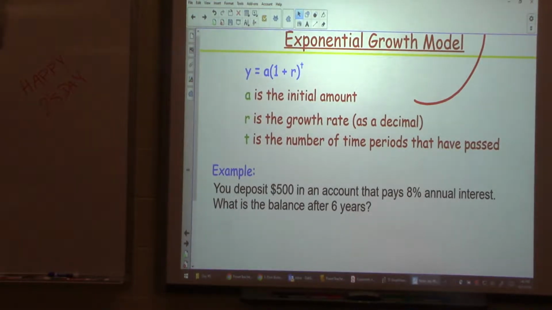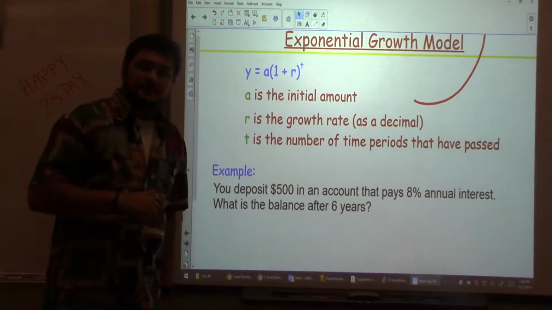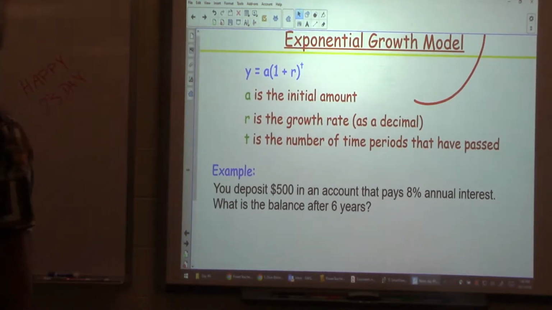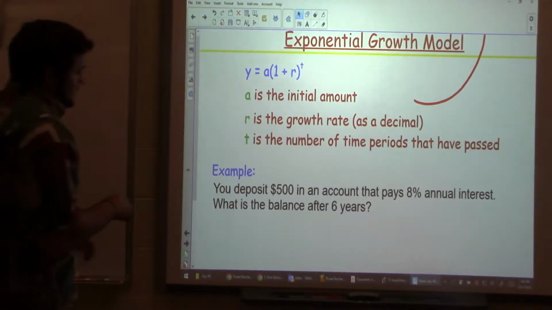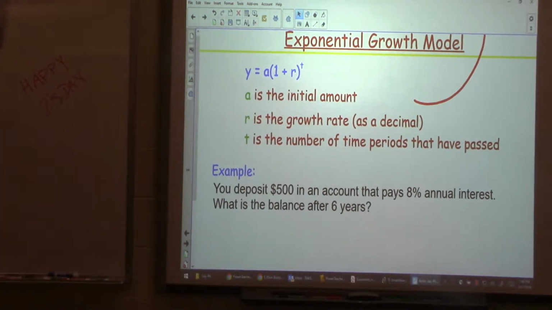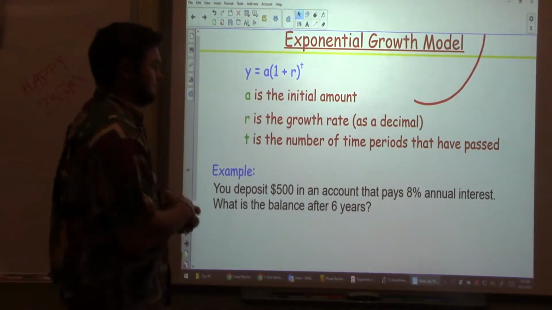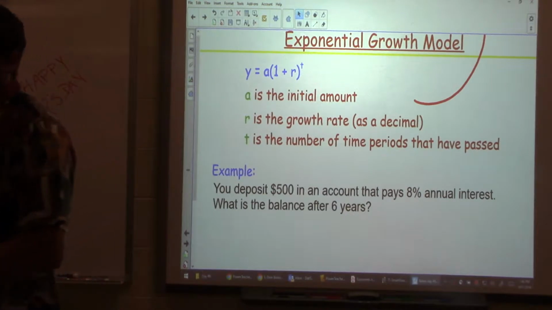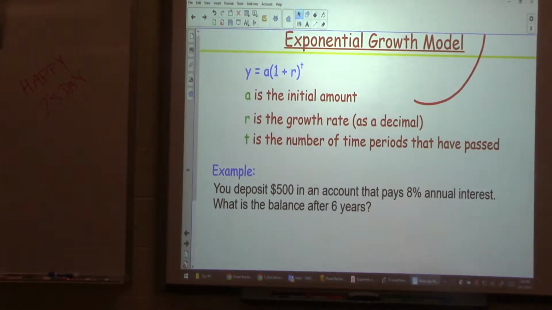If we're talking about putting money in a bank and seeing how much it grows, A is our initial amount that we put in there. R is our growth rate. Now we're going to use decimals, because if you put percents in, it's going to get really big really fast. So we're using decimals when we put our rate in there, and then t is our time period. So like if it's over 5 years, 5 would be t. If it's over 12 years, 12 would be t. So that's our 3 parts to our equation there.